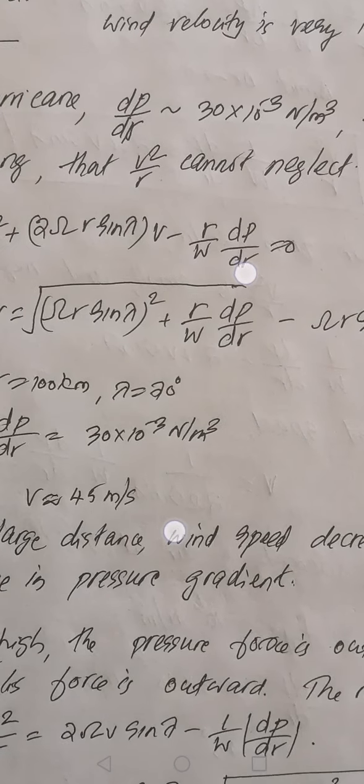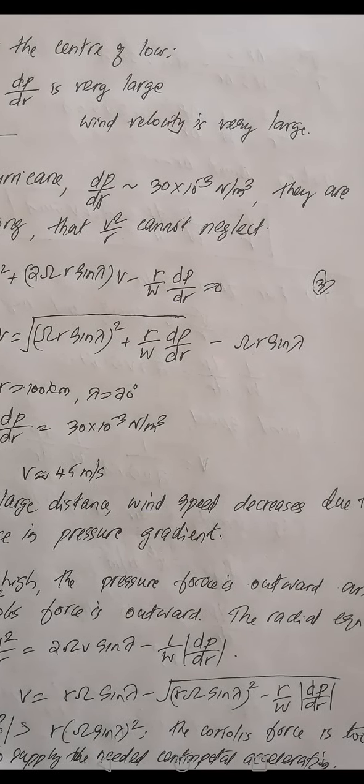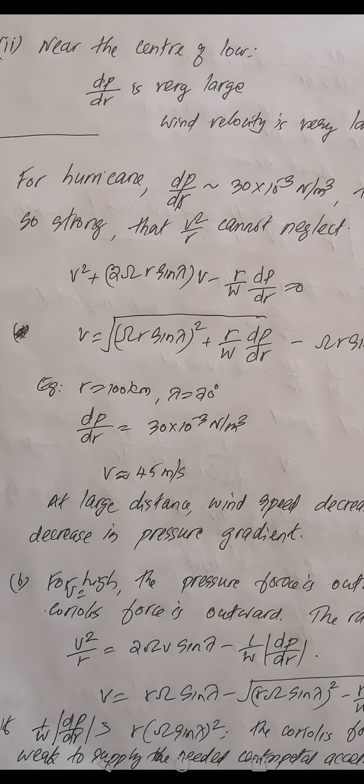Okay, here also this is the velocity of the wind. If you calculate for some numerical values, r equal to 100 kilometers and lambda is 20 degree, lambda means latitude 20 degree, dp by dr is 30 into 10 raised to minus 3 Newton per meter cube, what you are getting is v is 45 meter per second. It is a very big value if you convert. Earlier we got 22, this is heavier, so it will be more than 160, or around 150 to 160 kilometer per hour probably.